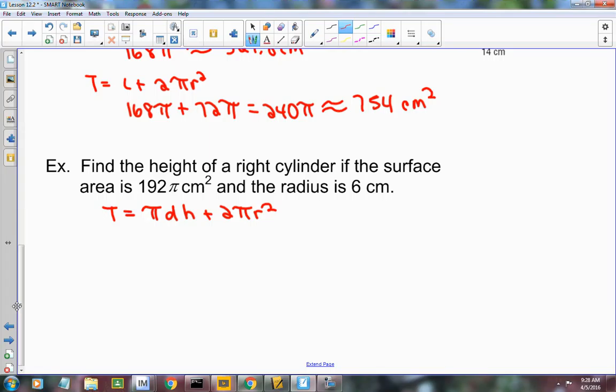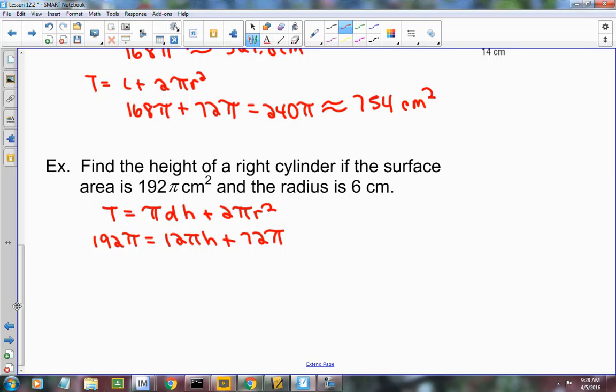Now I want to go and plug in everything that I know. I know that the total surface area is 192 pi, and I know that the diameter is what? 12. So that's 12 pi times the height. And then the radius is 6. So again, this would be 36. 6 squared is 36 times 2, which is 72 pi.